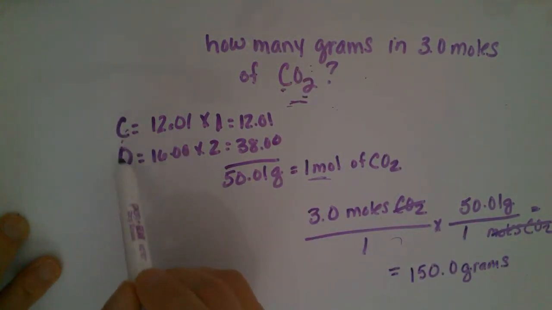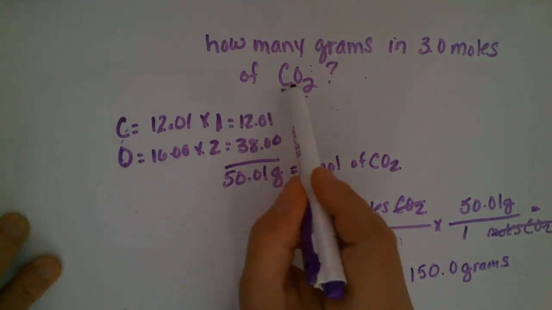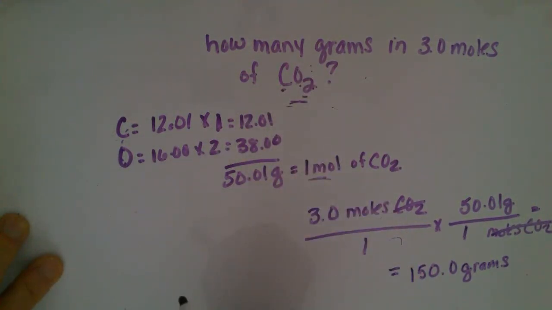So when you have a compound, you do the same process as a single element, but you have to make sure you're counting the total mass of that, which includes counting how many of each element there is and what its atomic mass would be. Right? So let's try one more that you can do on your own.